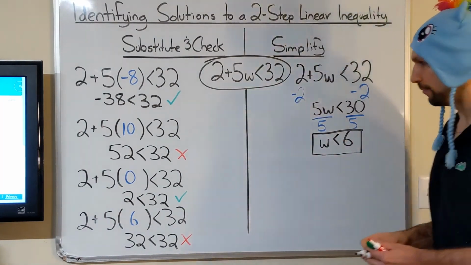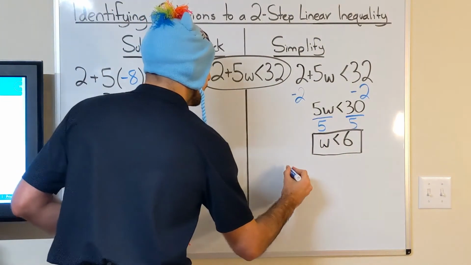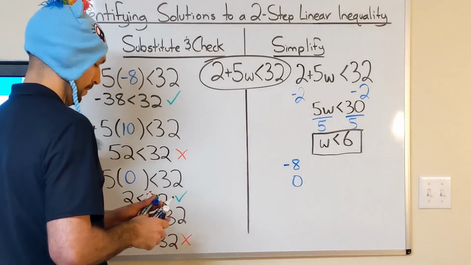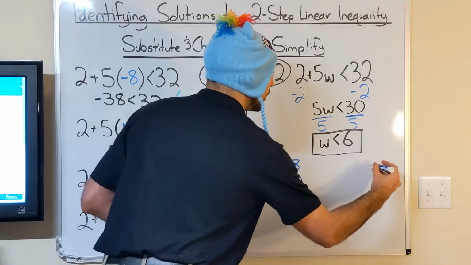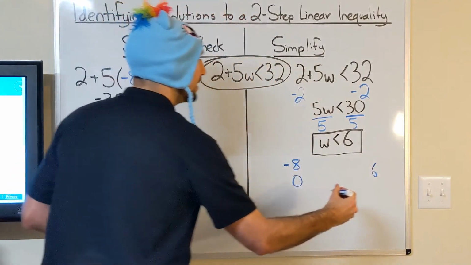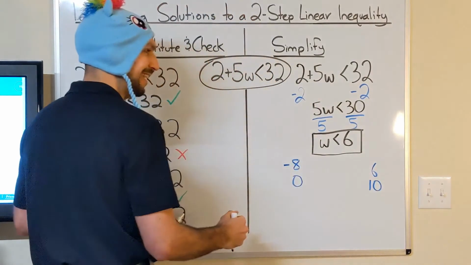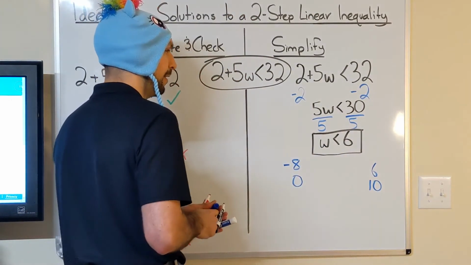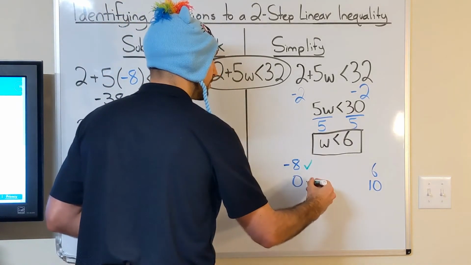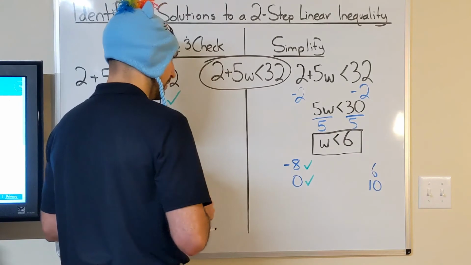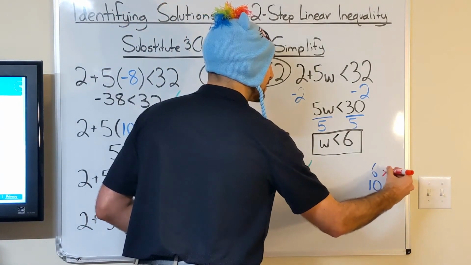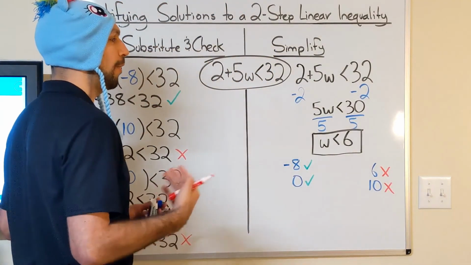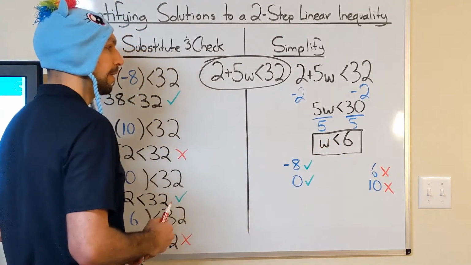And it is a lot simpler because if we just run our different inputs, negative 8, 0, 6, and 10, we just ask, is each of these less than 6? Well, when w is negative 8, that's certainly less than 6. 0 is certainly less than 6. 6 is not less than 6, it is 6. And then 10 is not less than 6. So we can easily see our solutions, even if given a greater bank of them, by simplifying our inequality.